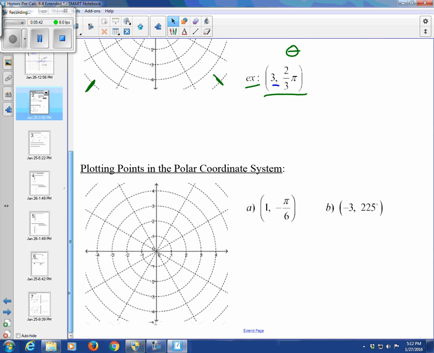Okay, so let's talk about graphing some different kinds of polar coordinates. When we're graphing polar coordinates right here, we want to take note that the theta could be a positive or negative value.